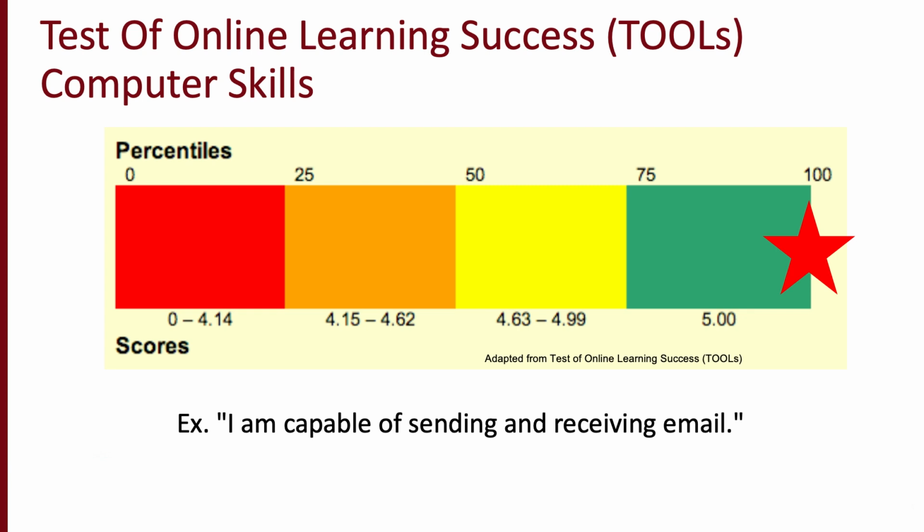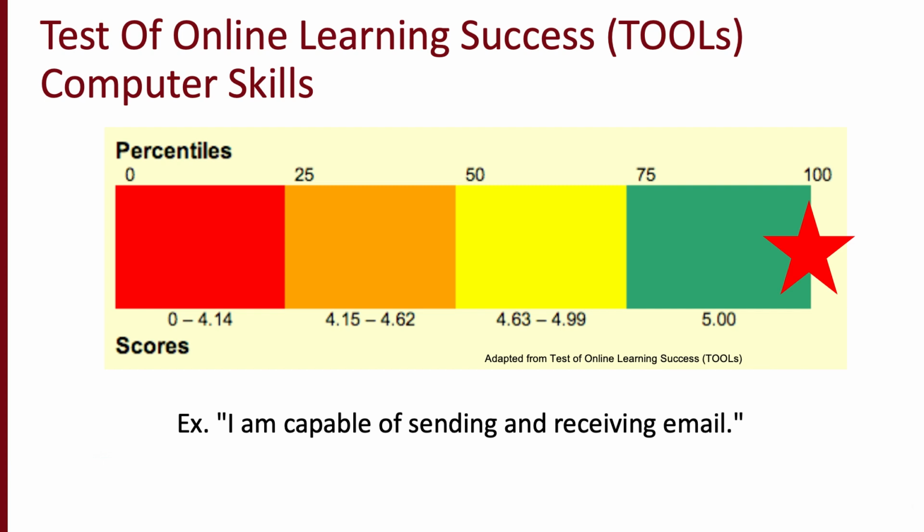The Test of Online Learning Success, or TOOLS for short, is a score that was developed to provide a clear picture of student characteristics that lead to successful online performance. The computer skills subscore in particular evaluates a user's comfortability with using online software such as ENTRUST. The subscore consists of 11 questions and is scored from 0 to 5, with 5 being the highest possible score.